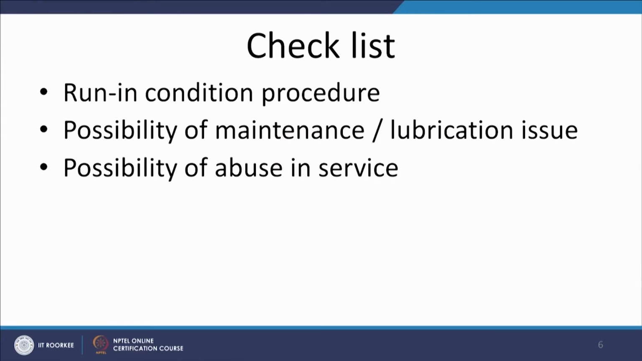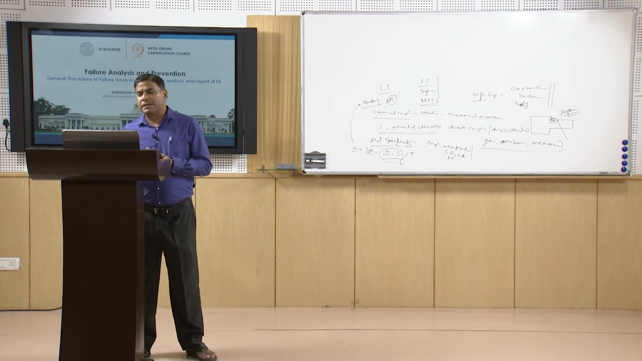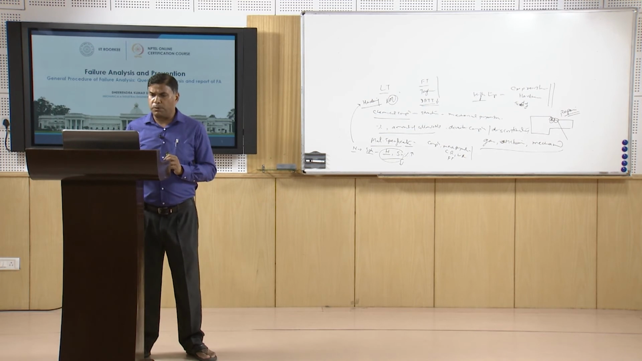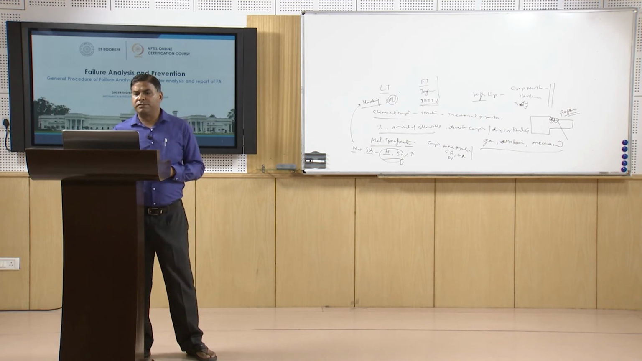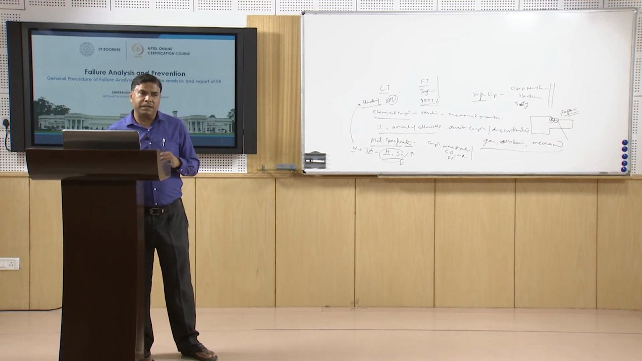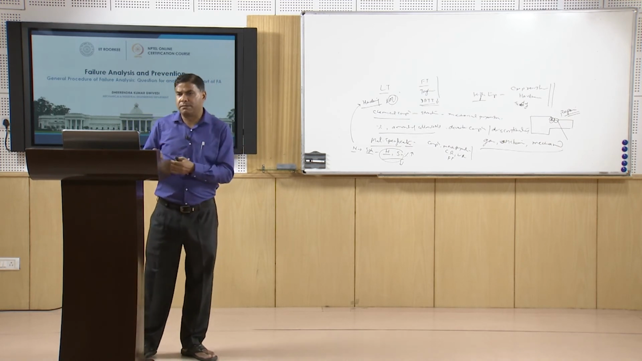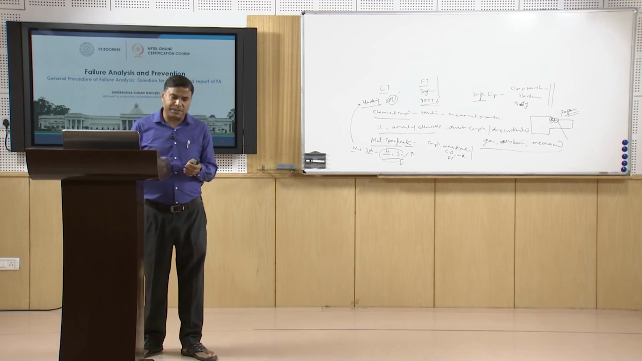Then we also need to see the possibility of abuse in service. If it is expected that a component will work under a set of working conditions, but instead it has been exposed to some other set of working conditions accidentally, then that possibility is also to be explored. This may be in terms of the environment, the temperature conditions, or the loading conditions, which may be static or dynamic loading, or the type of stresses also.